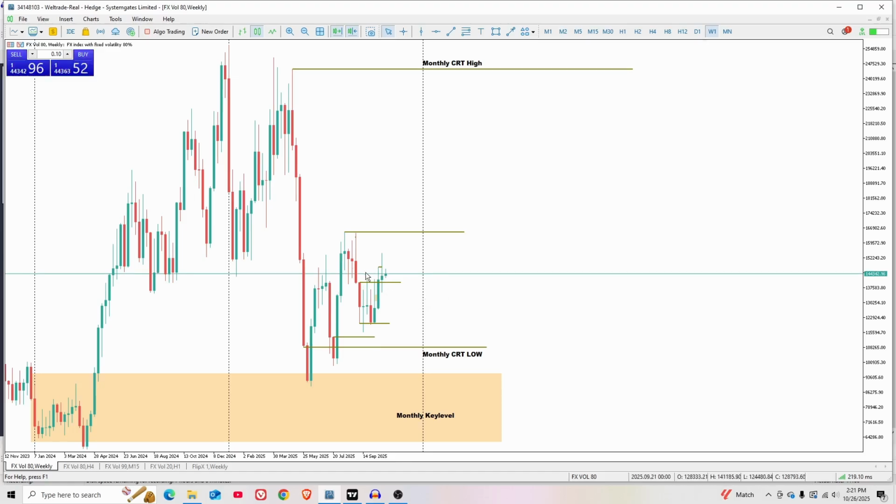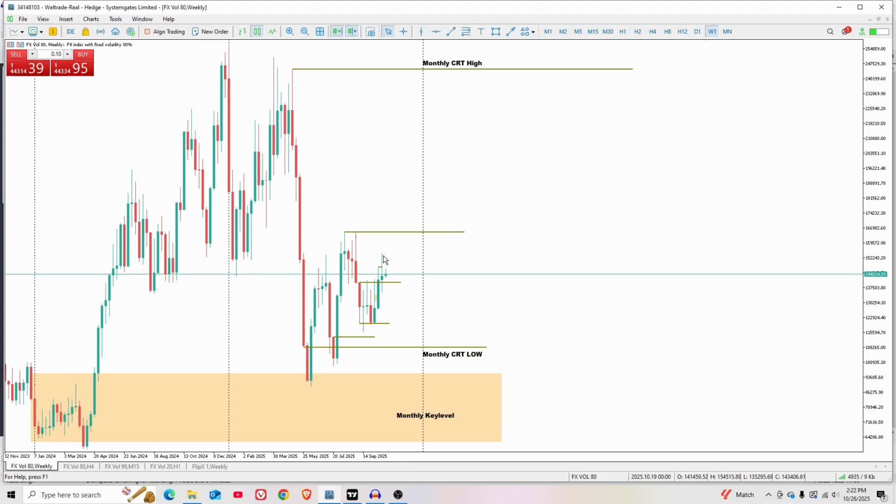You still remember that because that CRT high was violated, I was expecting the market to continue higher. So as you can see, the market went high and then we came and closed inside. So we will continue with that bullish scenario, whereby we'll continue to look for the market to go higher. Therefore, our target will be last week's high.